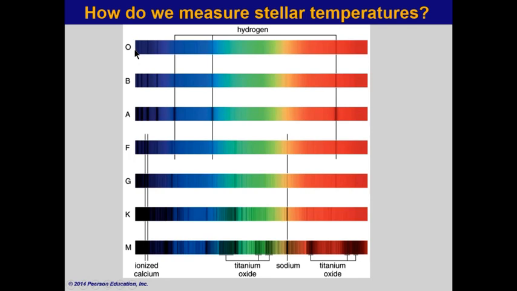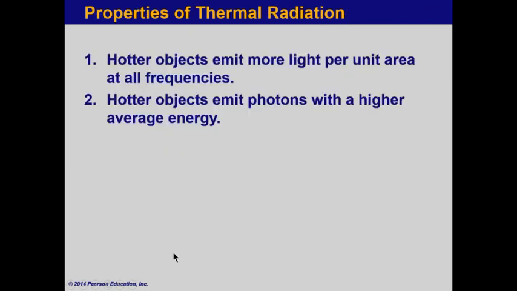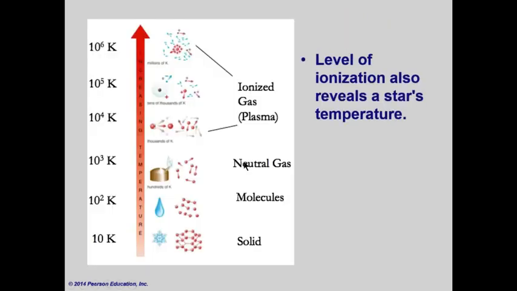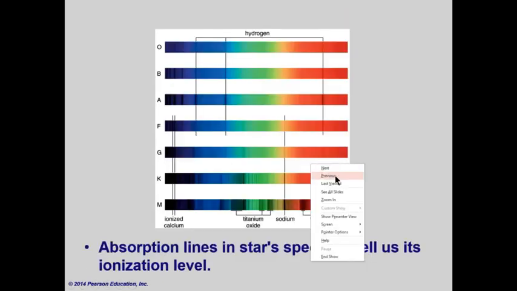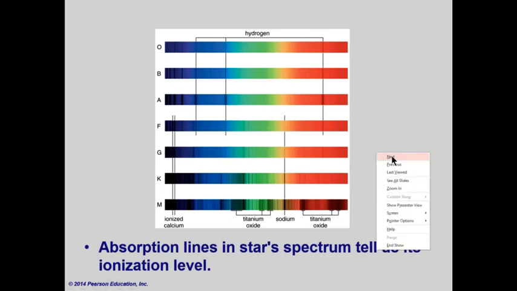And so the letters were previously assigned, and they ended up rearranging them: O, B, A, F, G, K, and M. And one way to remember that, it's not there, so I'll just do it for you. All right, let me just get back.